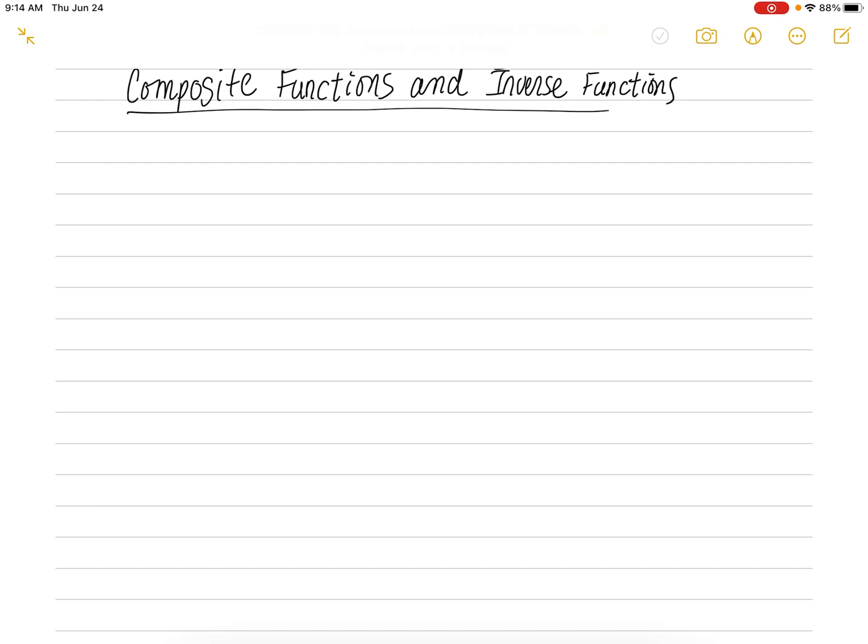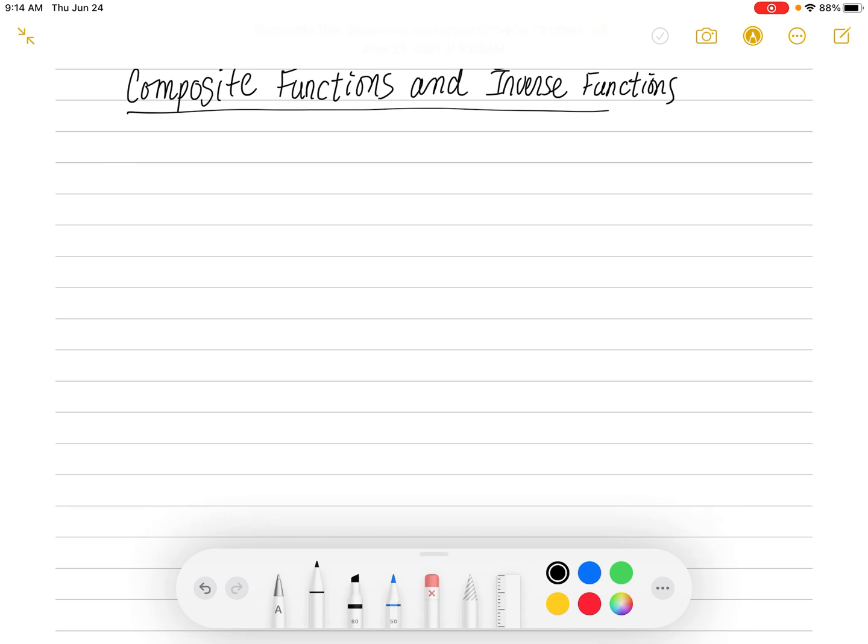So we would like to move into chapter 5, and most of chapter 5 is going to be about exponential and logarithmic functions. But the first two sections of chapter 5, 5.1 and 5.2, are sort of a prelude to exponential and logarithmic functions. It's about composing functions and inverse functions. So we want to discuss the idea of composing functions.